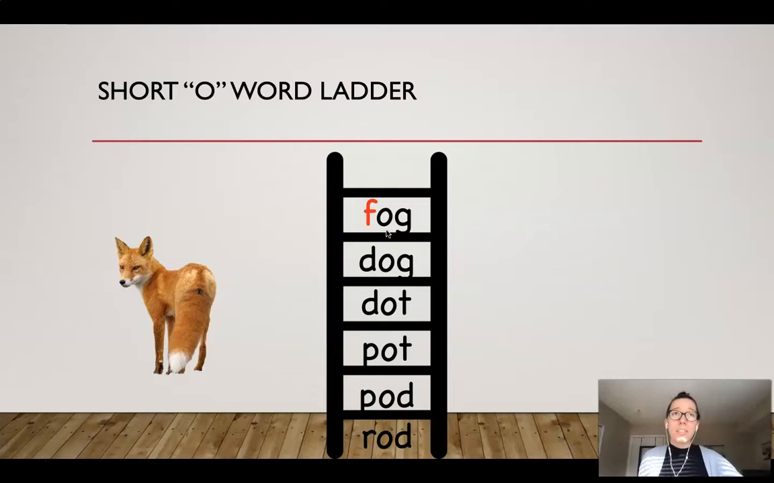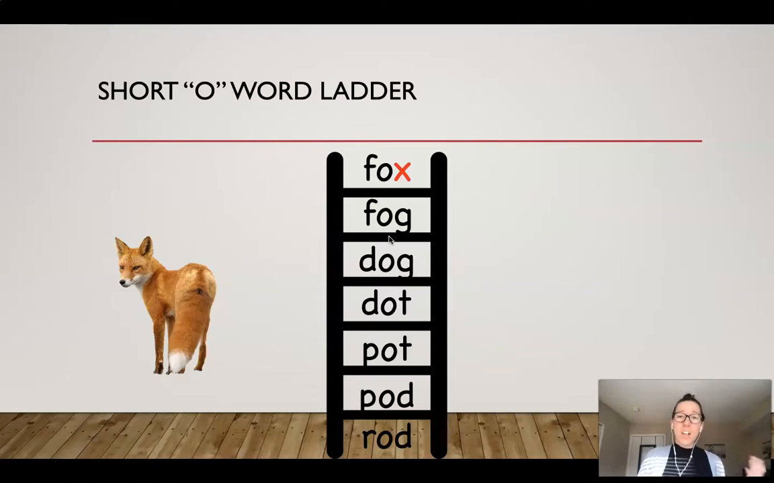Now the final sound in fox is x. What letter says x? Good, X says x. Do we see an X at the end of the word fog? No, we see a G, don't we? So that means that must be the letter that we're changing. We already know that our F and our O are staying the same, so our G must be changing into an X to make the word fog turn into the word fox.